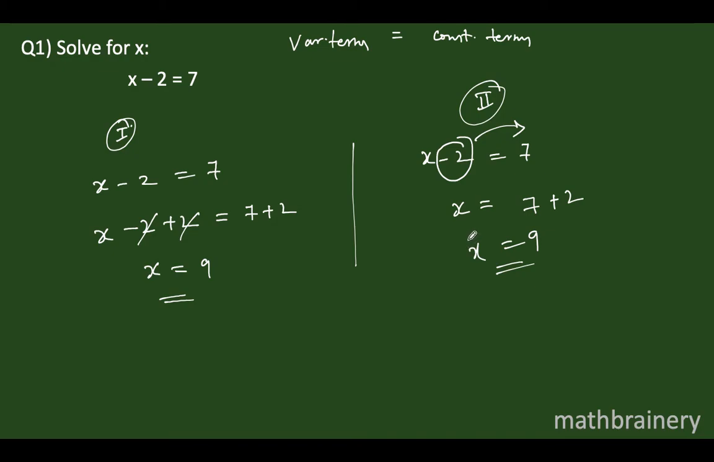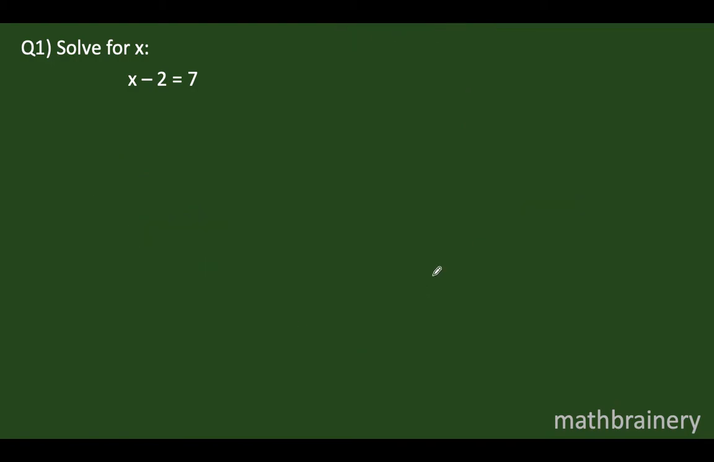Alright, let's verify that. If you want to substitute it in this equation, that is x minus 2 must be equal to 7. Put x is equal to 9. What is 9 minus 2? Is it 7? Yes. So this value is true. Let's look at the next question.